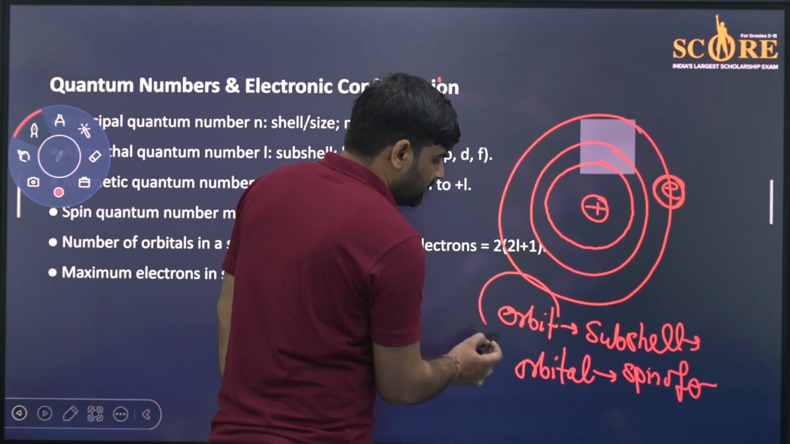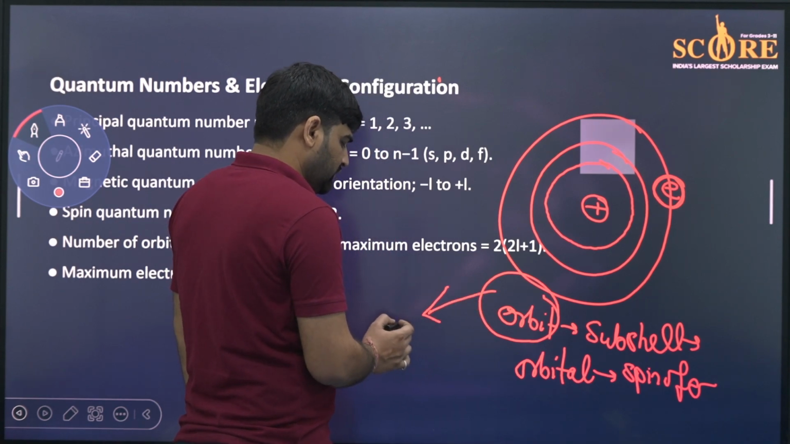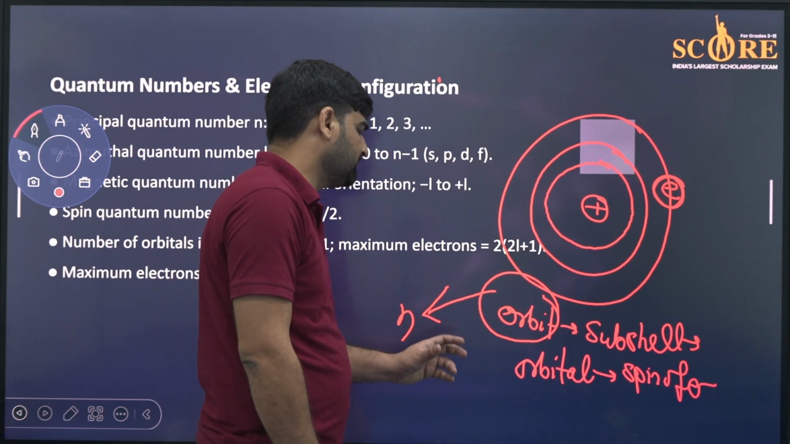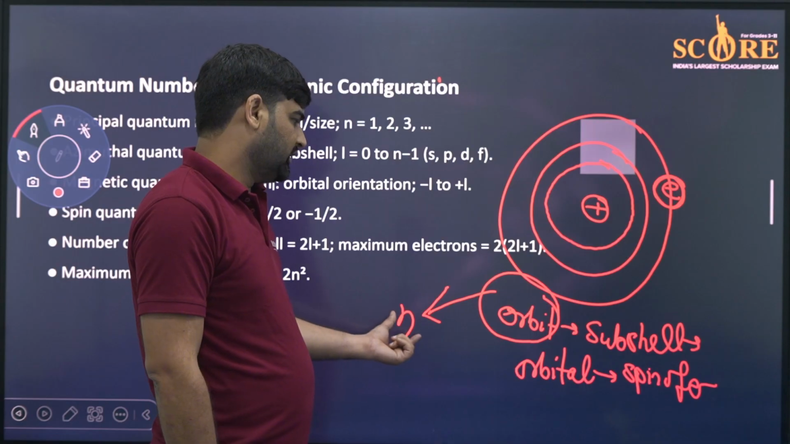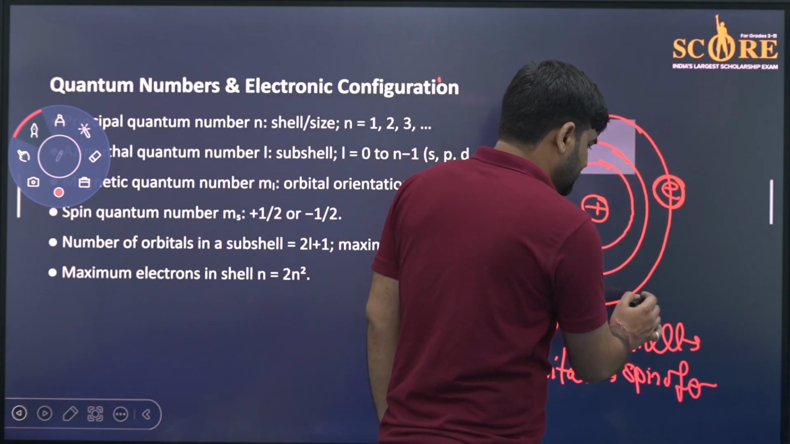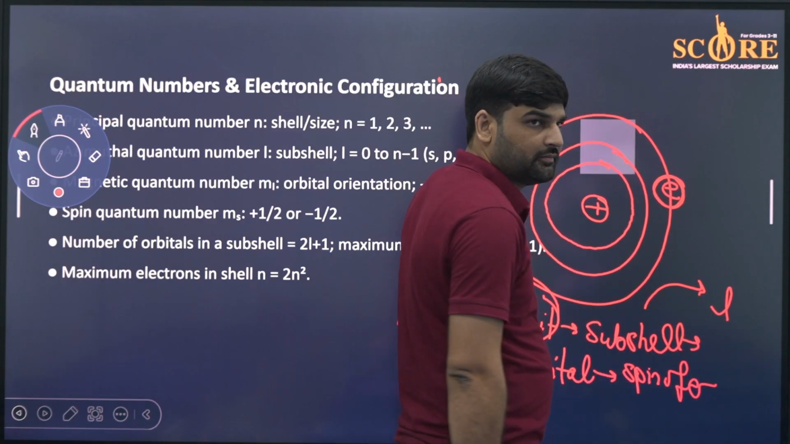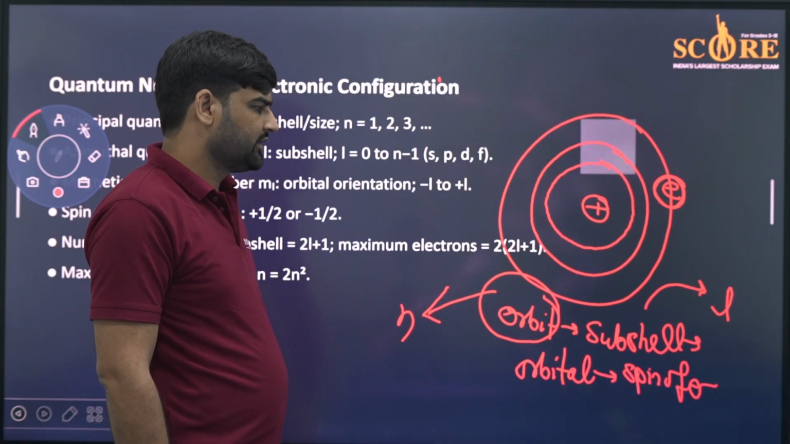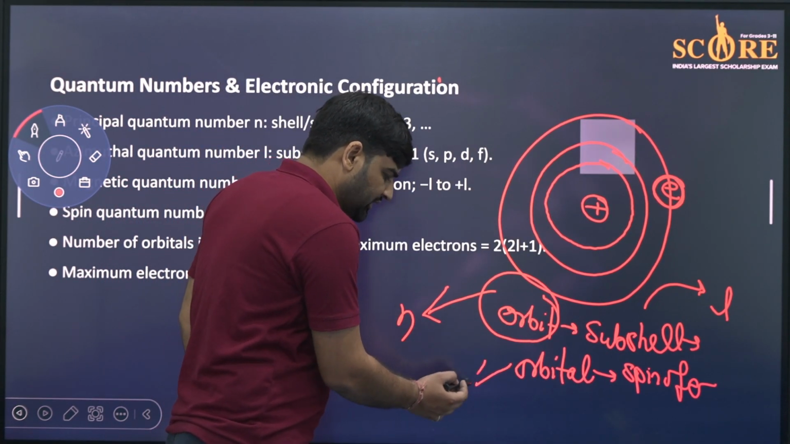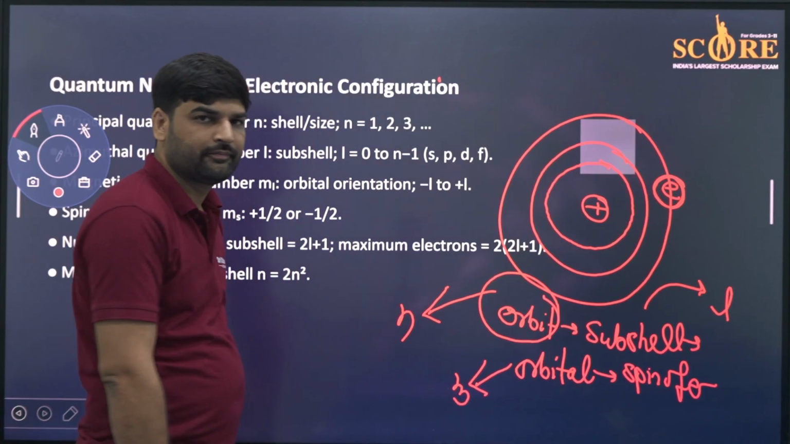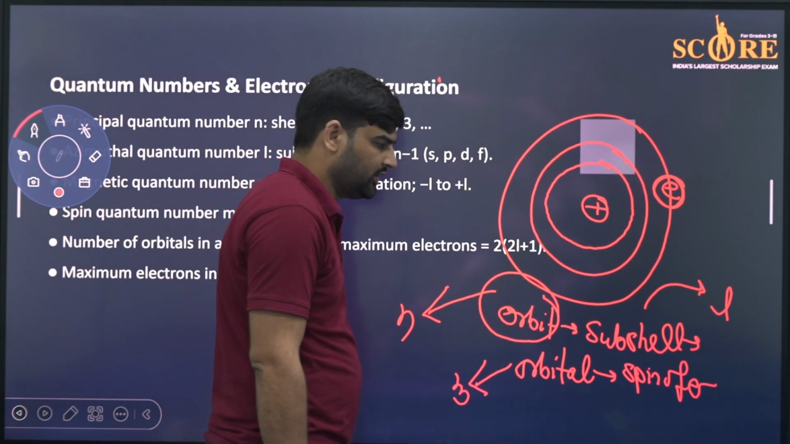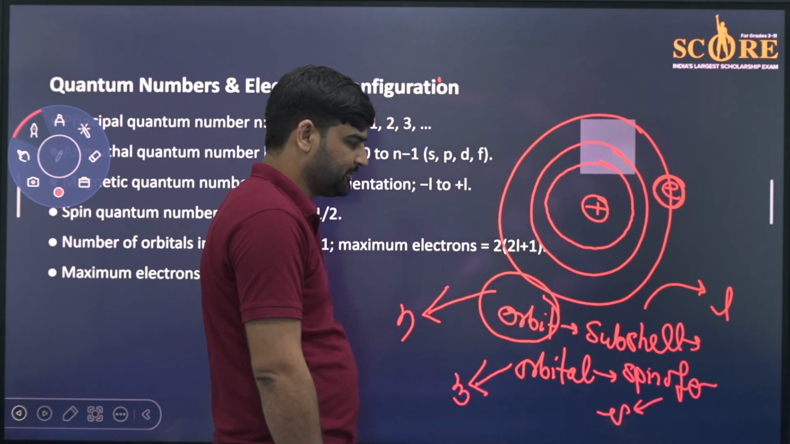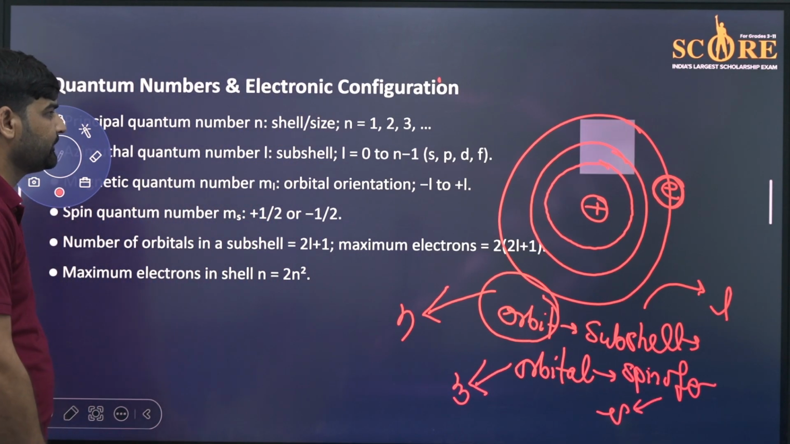If you want to find the orbit, then you have to know a number that is known as the principal quantum number. The principal quantum number tells about the orbit number. Next is another quantum number, the azimuthal quantum number, which tells about the subshell. Next is the magnetic quantum number, which tells about the orbital, and finally the spin quantum number, which tells about the spin of the electron.